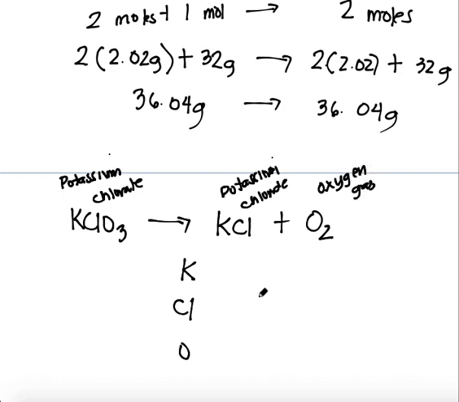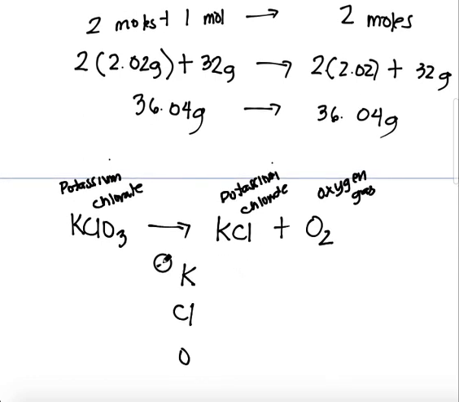Okay. So with this equation, we need to find the numbers. K is only 1. Chlorine is only 1. Oxygen is composed of 3. Next, K is equal to 1, Cl is equal to 1, and oxygen is equal to 2. Notice that I write the oxygen number at the last part because baka mabago ko 'tong part na 'to mamaya.